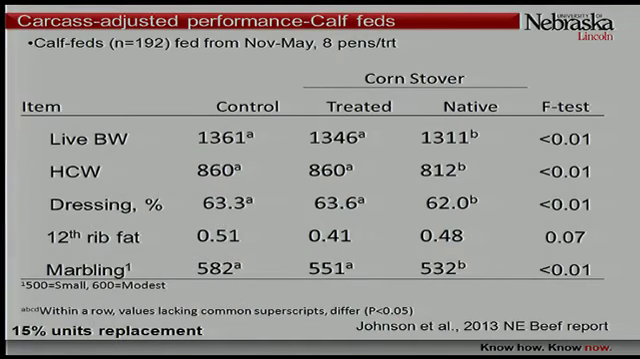Similar carcass weights, and actually had similar dressing percentages as well, which was somewhat unexpected because we're feeding more roughage, so to speak, in these diets. But we didn't see a depression in dressing percentage in this experiment comparing the control to treated. It did drop off with the untreated. Similar amounts of rib fat and marbling as well.